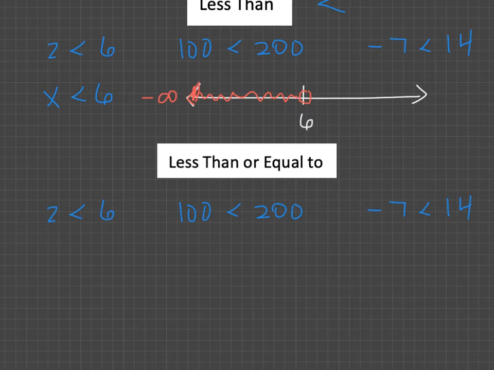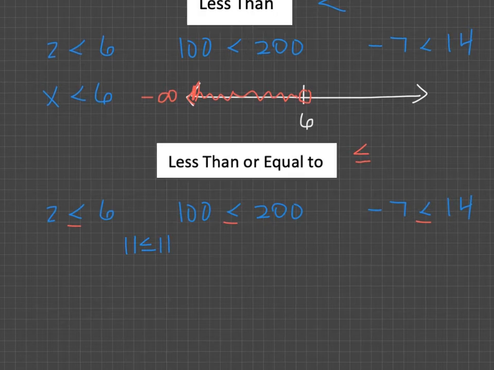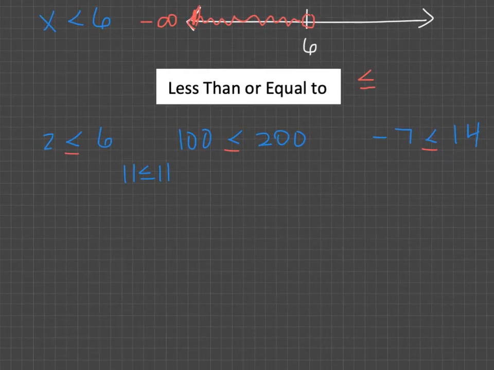Okay, last one is less than or equal to, so this is less than. And because it's equal to, we put that little line underneath. So we take our examples and we have 2 is less than or equal to 6, 100 is less than or equal to 200, negative 7 is less than or equal to 14. We could also add something like 11 is less than or equal to 11. Because it has this equal sign, we can include ones like that where it's just the same number on either side of that less than or equal to sign.